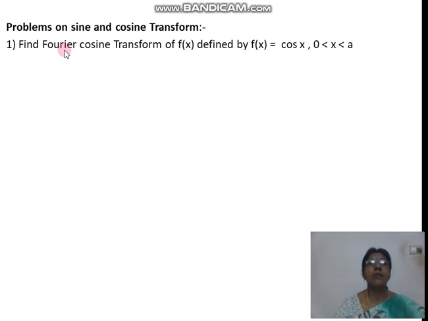In the last problems we had to find the Fourier transform. Fourier transform means e power isx is there in the integration. But here, find the Fourier cosine transform of f of x. What is the definition?